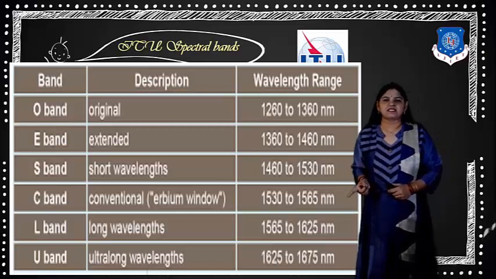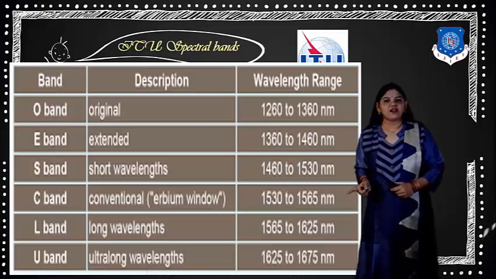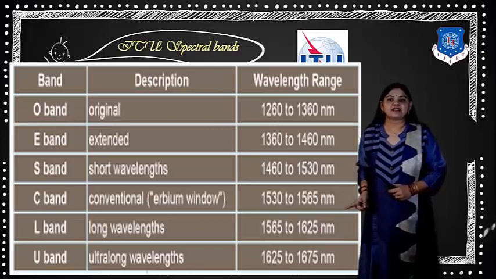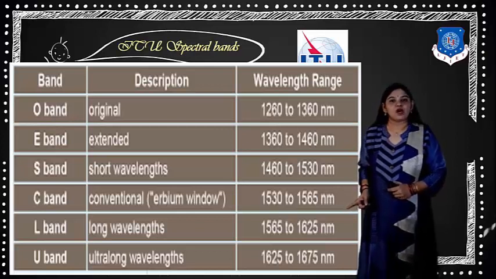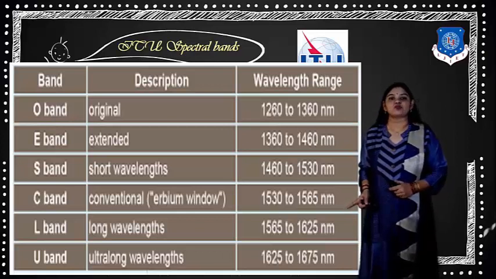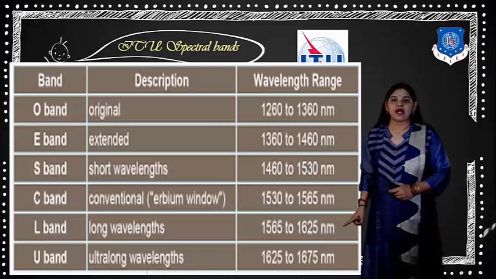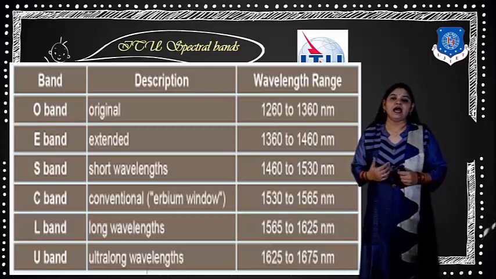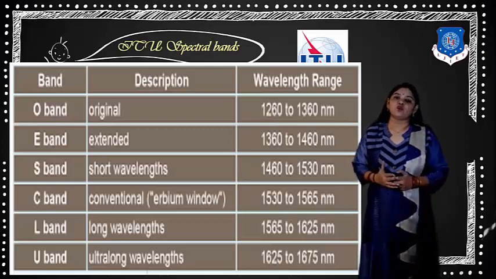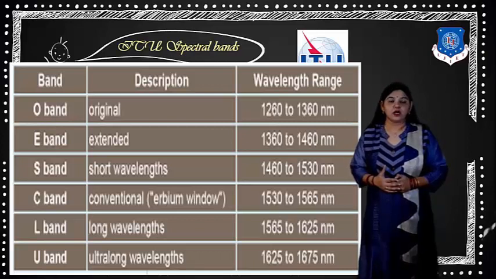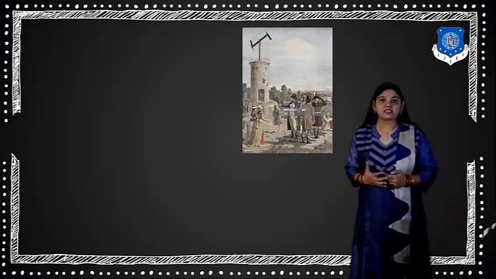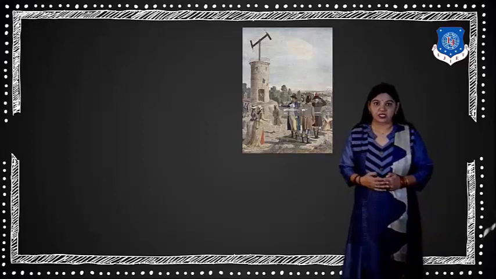The C band, the conventional band, is 1530 to 1565 nanometer. The L band, the long wavelength band, is 1565 to 1626 nanometer. And the U band, the ultra long wavelength band, is 1625 to 1675 nanometer. According to these bands, various applications are implemented in optical fiber communication.